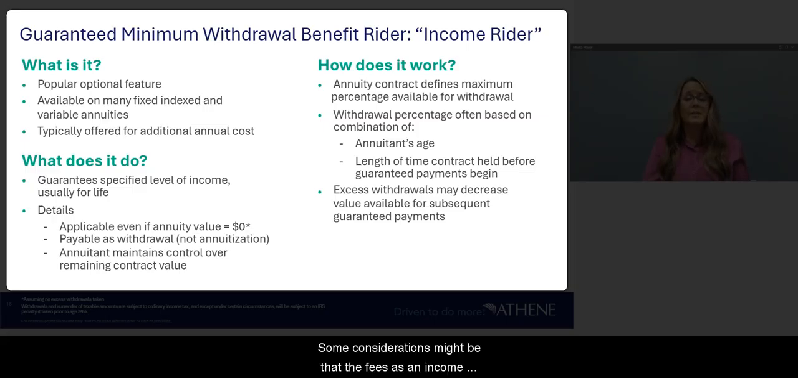Some considerations might be the fees. An income rider may come with an additional fee, typically ranging from 0.5% to 1% per year. These can be a good option for those clients looking to help mitigate market volatility risk while ensuring a reliable income stream.